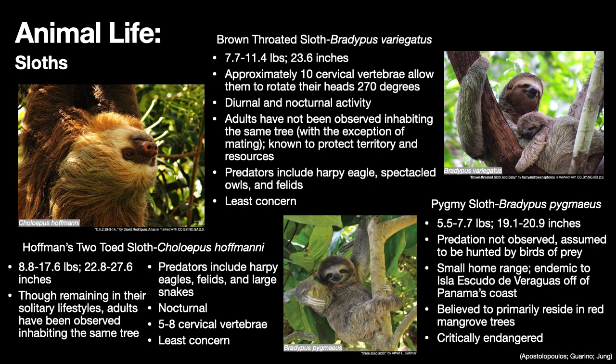Both the Hoffmann's two-toed and brown-throated sloths are of least concern. The pygmy three-toed is listed as critically endangered. Predation hasn't been observed of the pygmy three-toed, but it's believed that they have the same or similar predators of other sloths, including felids, birds of prey, and large snakes.